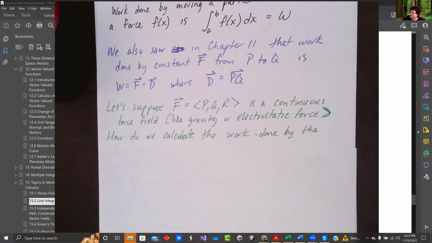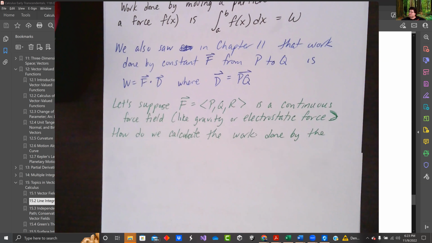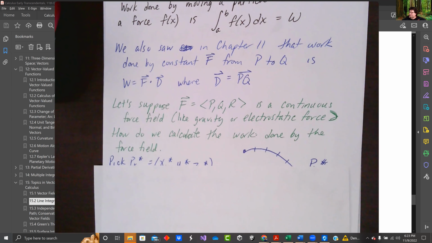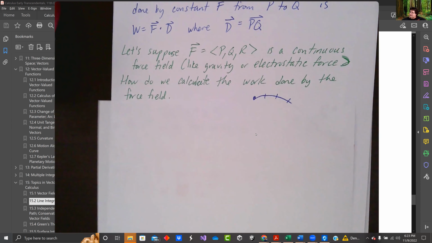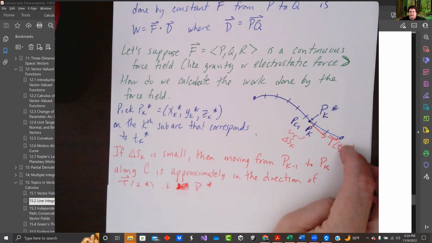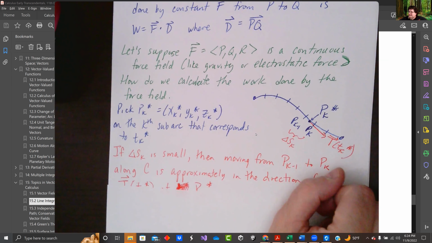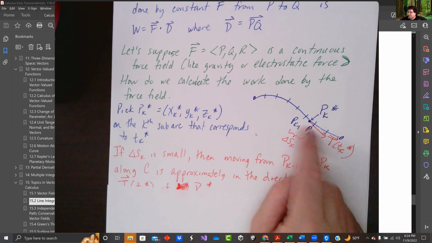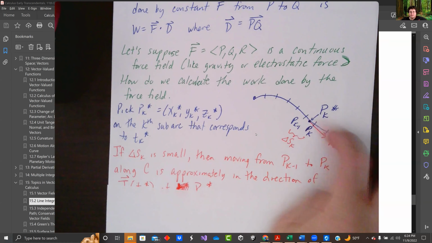There's a continuous field of force like gravity or electrostatic force. How do we calculate work done by moving something through the field of force? If you want to read through the math, we can. It boils down much along the same lines as doing the line integral, but for small enough delta s_k, we're really just pushing in the tangential direction. The force is in the tangential direction, or it's approximately in the tangential direction.